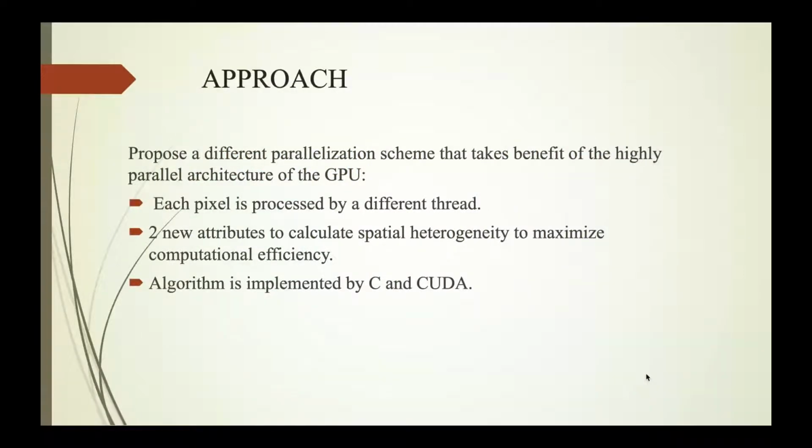Approach. The paper's main motive is to propose a different kind of parallelization scheme by using GPUs with high benefit from parallel architecture. We attain this by assigning each pixel to a distinct thread to process, assigning attributes to calculate spatial heterogeneity to maximize computational efficiency, and using C and CUDA for implementing the algorithm.